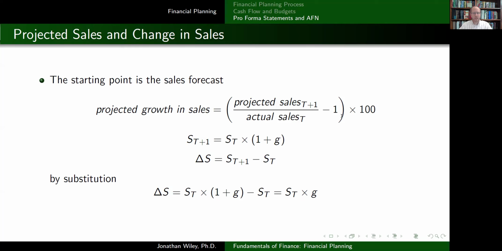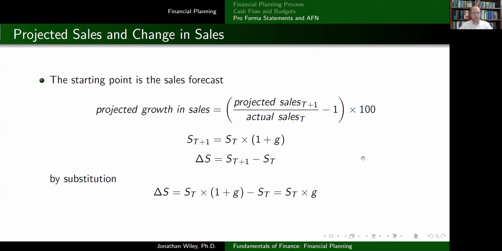Now, there's another way of looking at this. If I rearrange things a little bit, without the times 100, using the decimal representation, what that means is my most recent sales at time t, times 1 plus a growth rate, should give me my projected sales. So my current sales times 1 plus a growth rate gives me my projected sales. And that'll pop up in some context in subsequent videos.